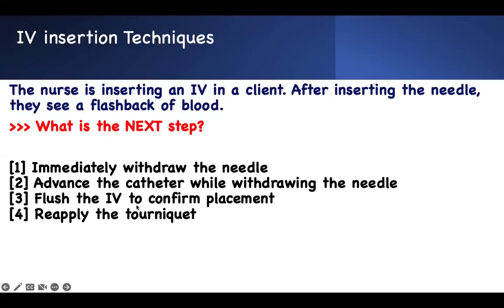So you should not flush the IV because you are not inside yet. If you withdraw the needle, you lose the access. If you reapply the tourniquet, there will be no blood going into your vessel anymore. Therefore, advance the catheter while withdrawing the needle. This is the end of it.